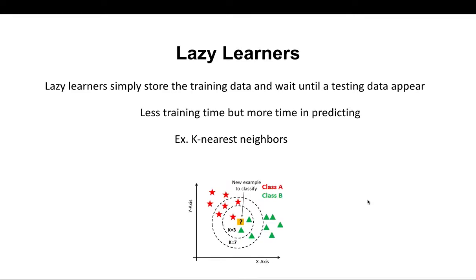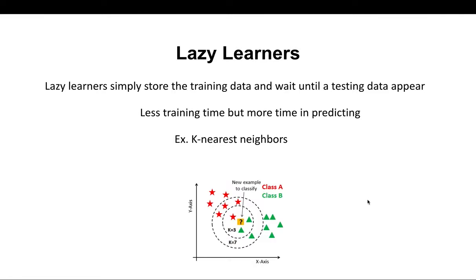Lazy learners are types of machine learning algorithms which simply store the training data and wait until a testing case appears. What does this mean? This means an algorithm which quickly compiles all of our training data and then makes a first prediction when the first testing data case appears. This means less training time since all the training data is already stored, but it takes more time to predict because we have to wait until a testing data case appears.